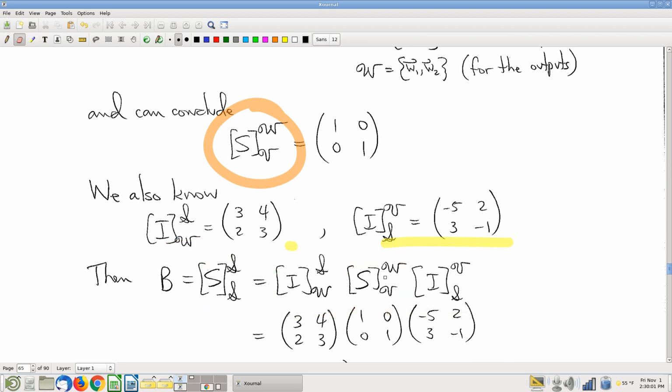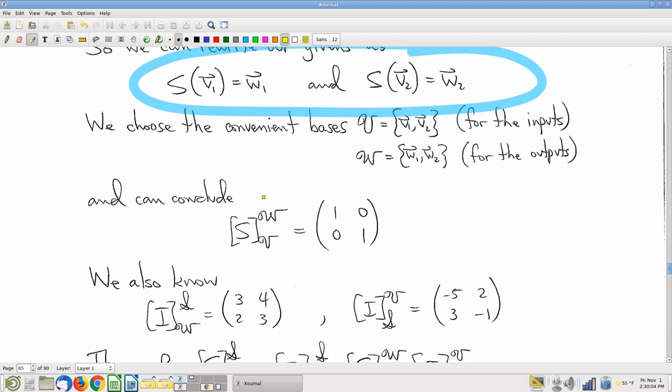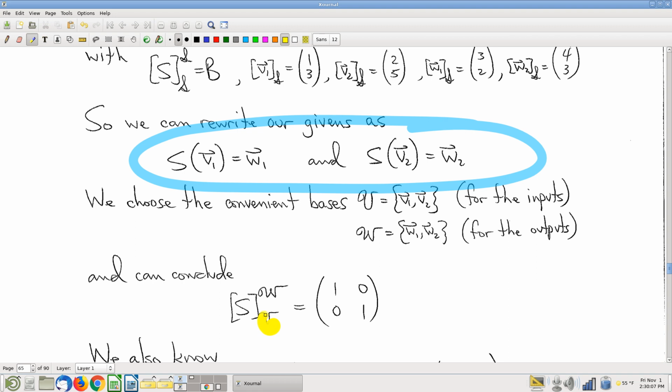Okay. So what makes for a convenient basis? Well, whatever I pick for this input basis, I'm going to have to put into the linear transformation S. Check it out. V1 and V2, I know what happens. It's conveniently given to me what happens to V1 and V2 when I put them into S. So that motivates me to pick this basis consisting of V1 and V2 for my domain. And then whatever comes out, those outputs I'm going to have to write in terms of script W.